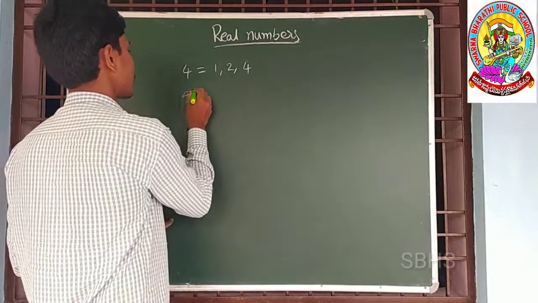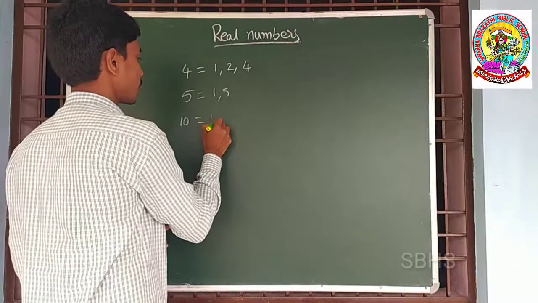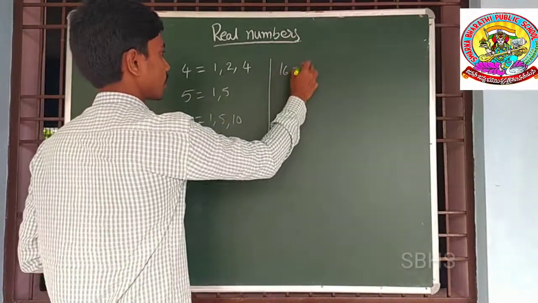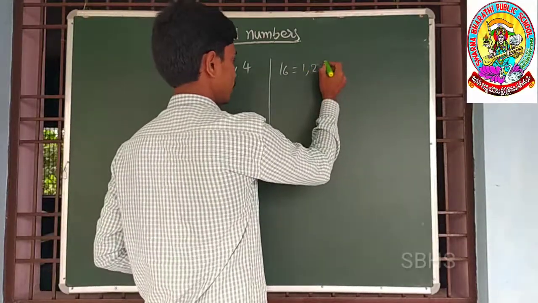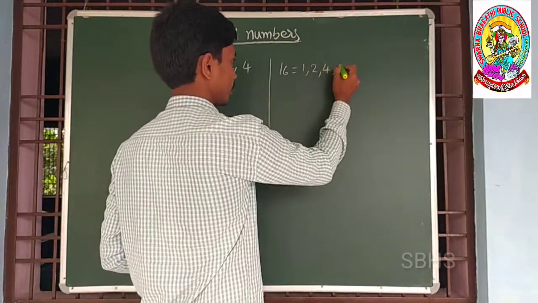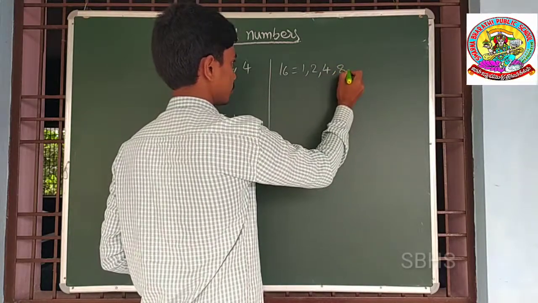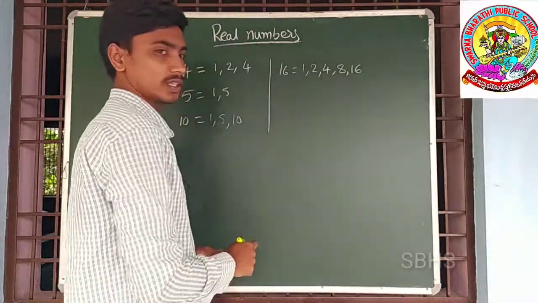Next, for 5, the factors are 1, 5. For 10, 1, 5, 10. For 16, 1, 2, third table did not come, 4, 5 no, 6 no, 7 no, 8, 16. These are the factors.